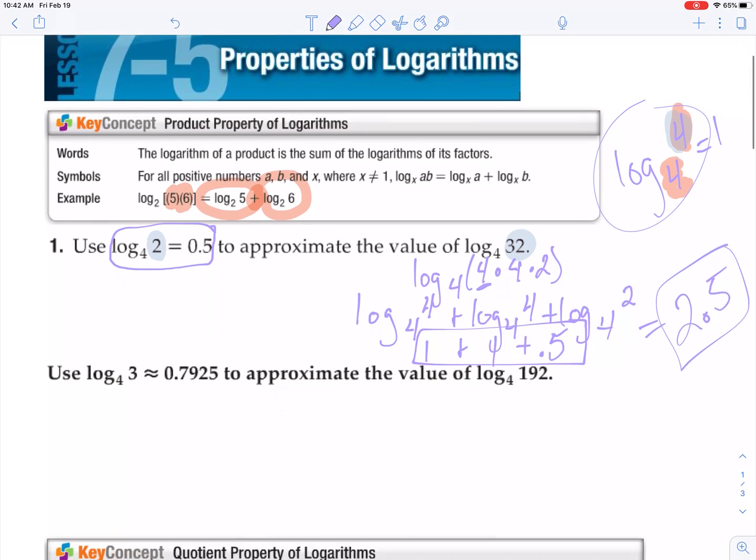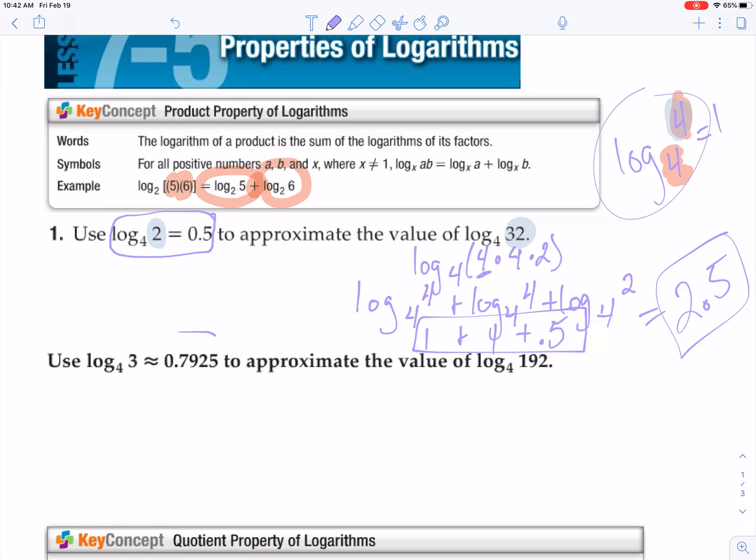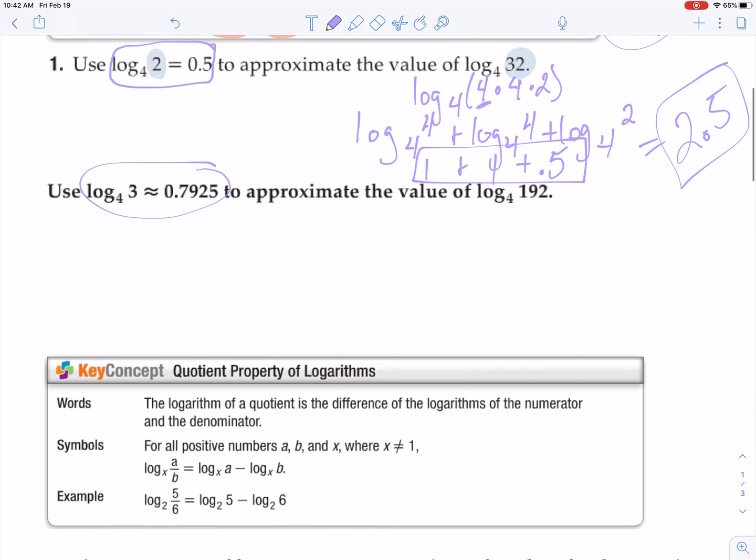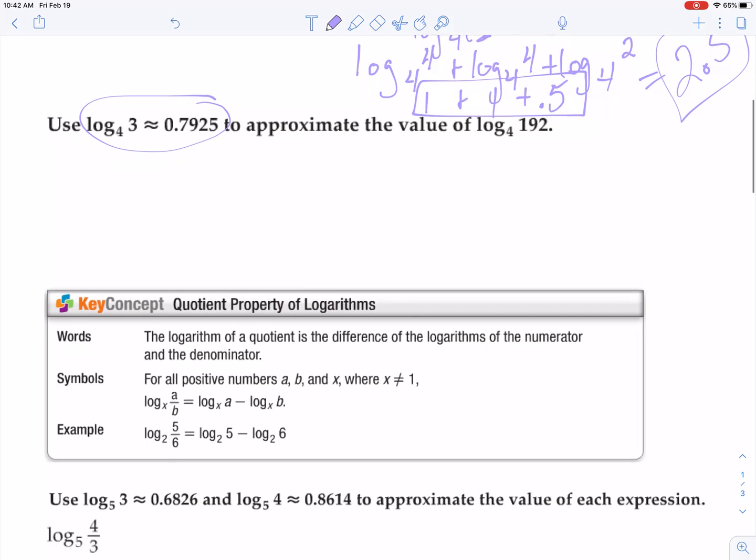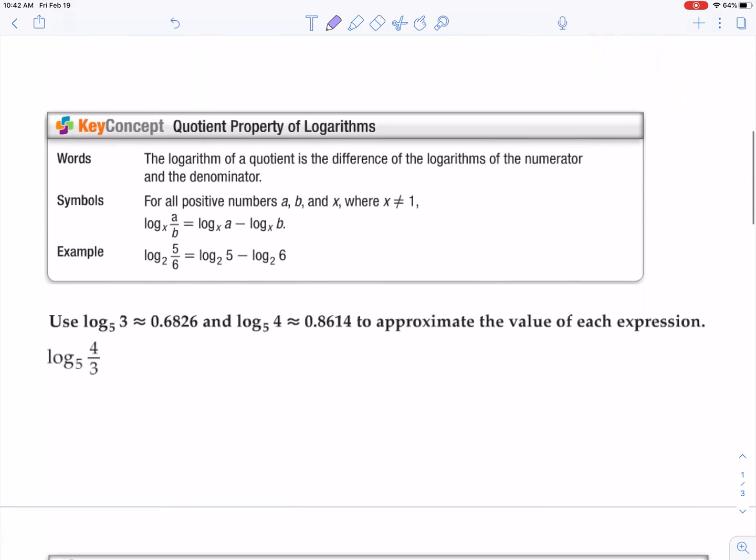Now, sometimes the numbers aren't quite as nice to work with. For example, that's kind of an ugly decimal. But nonetheless, I can still use it to approximate the 192. The process is the same. I am going to keep going. There will be more examples later.